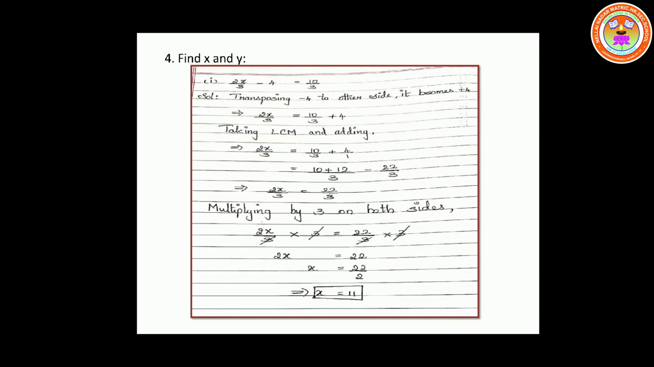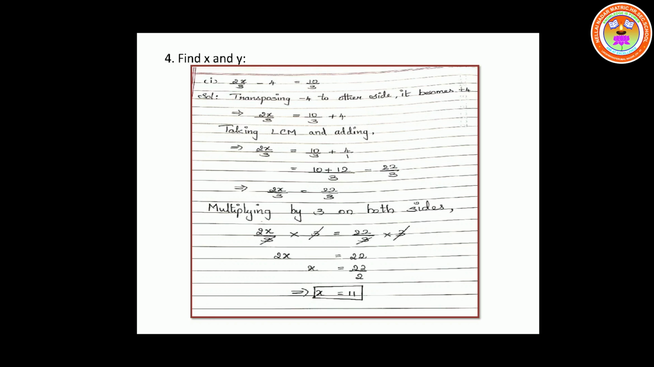Now I'm going to transpose this minus 4 from the left hand side. 2x by 3 minus 4 is there. I'm going to take the minus 4 to the other side, so it becomes plus 4. So the equation becomes 2x by 3 is equal to 10 by 3 plus 4. Now I'm going to take the LCM and add them.